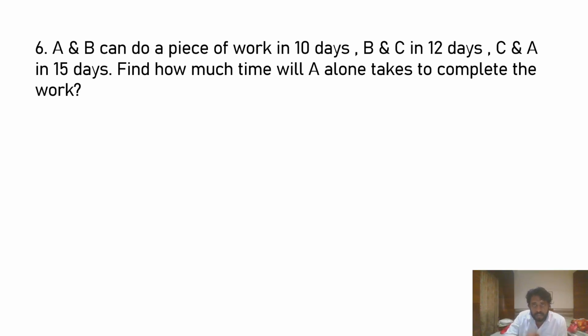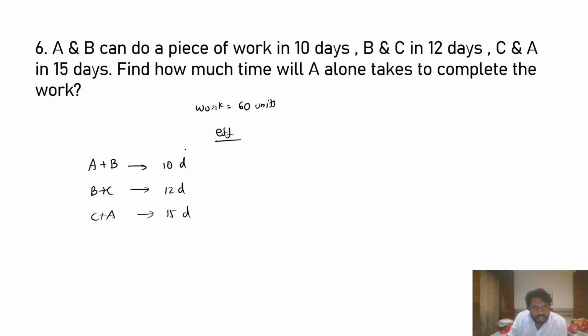We follow the same LCM method whenever you see numbers like this. A and B, 10 days. B and C, 12 days. C and A, 15 days. You take work as the LCM of 10, 12, 15, which is 60 units. You calculate efficiency. Efficiency of A and B, 60 by 10, is 6 units per day. Efficiency of B and C, 60 by 12, is 5 units per day. Efficiency of C and A, 60 by 15, is 4 units per day.